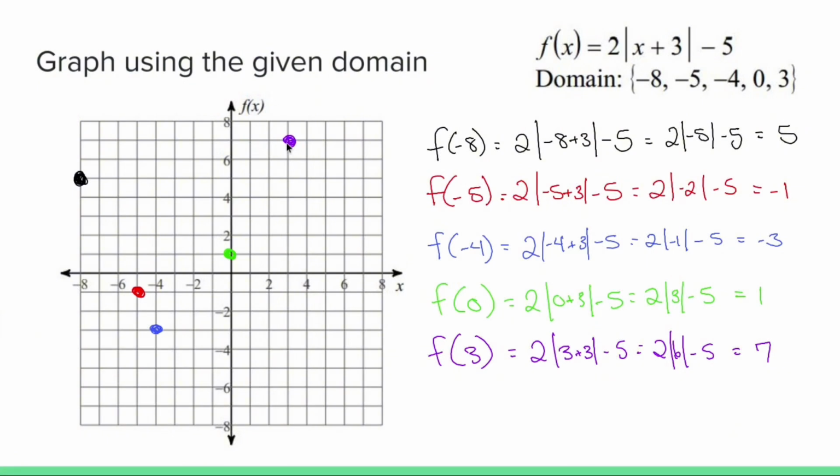So there's my V shape, like I knew would happen with all absolute values. And I'm only graphing those 5 dots. No, we don't connect them. We don't connect them because I only want these as my domain. I don't want the actual line. But that's it. That's how you do it.